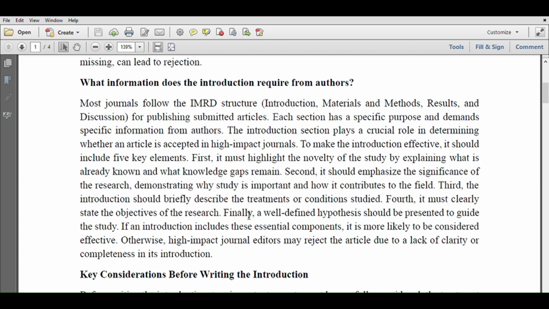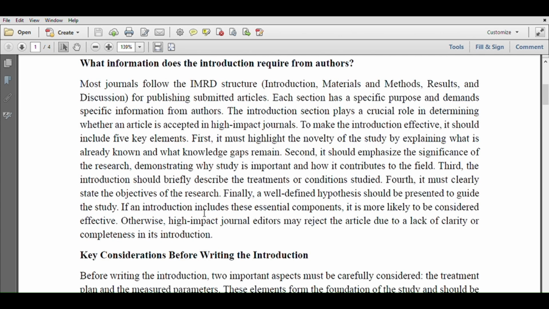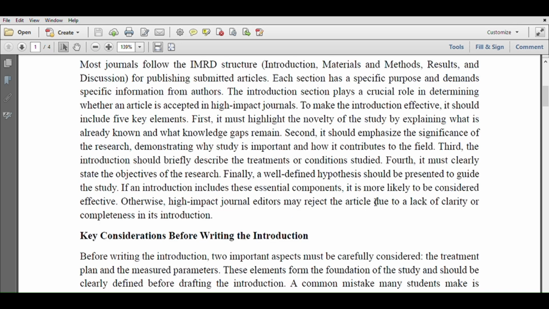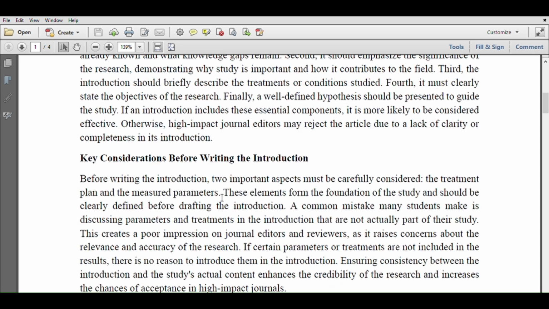First, it must highlight the novelty of the study by explaining what is already known and what knowledge gaps remain. Second, it should emphasize the significance of the research, demonstrating why the study is important and how it contributes to the field. Third, the introduction should briefly describe the treatments or conditions studied. Fourth, it must clearly state the objectives of the research. Finally, a well-defined hypothesis should be presented to guide the study. If an introduction includes these essential components, it is more likely to be considered effective. Otherwise, high-impact journal editors may reject the article due to a lack of clarity or completeness in its introduction.